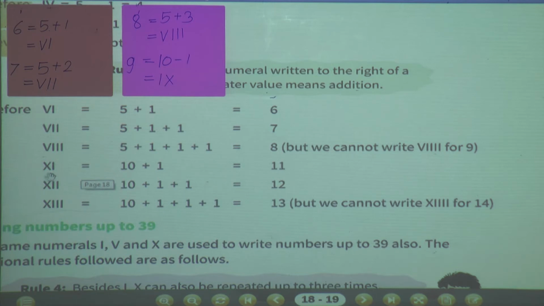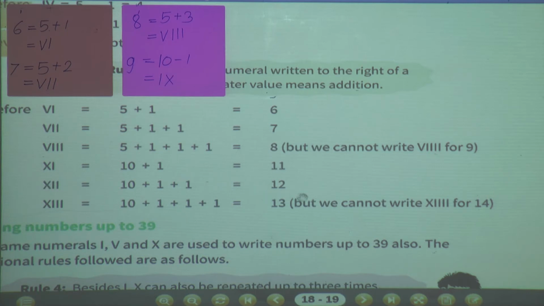XI means 11. Now see here, 12 number is there. Can you see this 12 number? 12 is equal to what? 10 plus 1 plus 1. For 10 again we are using X, and for 2 means what? Double I. So X double I is equal to 12.